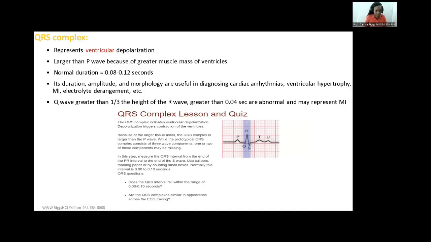Now let's go to QRS, which is ventricular contractions. Same thing here: you don't want a QRS lasting more than 3 little boxes.